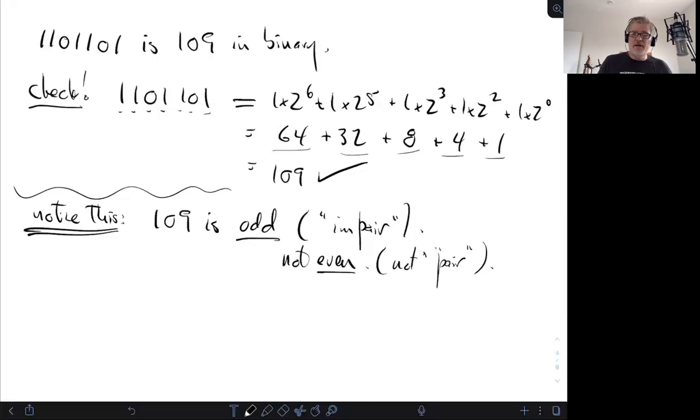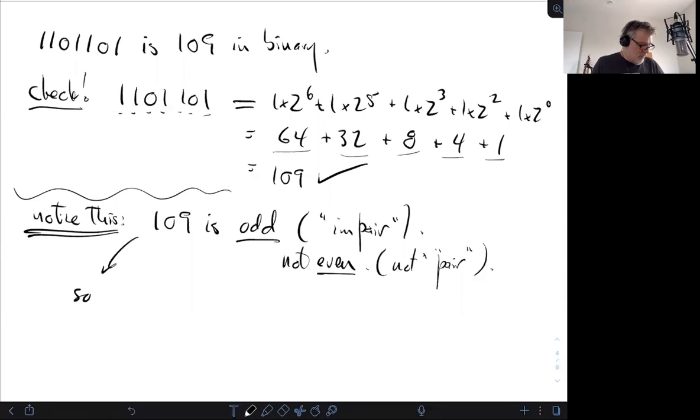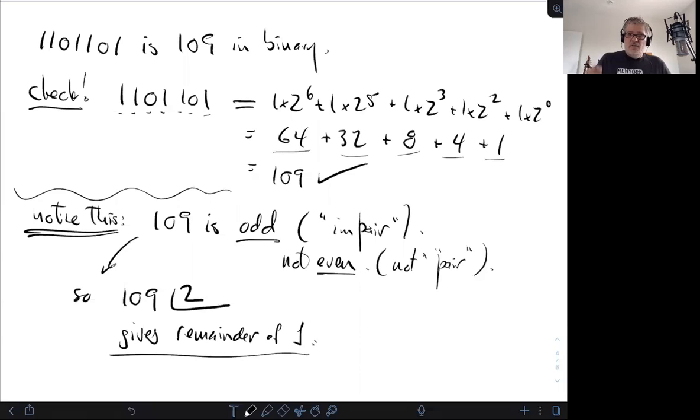When you divide it by 2, the first time, you're going to get a remainder of 1. Otherwise, you'd get a remainder of 0. So 109 divided by 2 gives a remainder of 1, right? So the first division indicates that you have an odd number. Now write down a number in binary, okay? That's your first division.